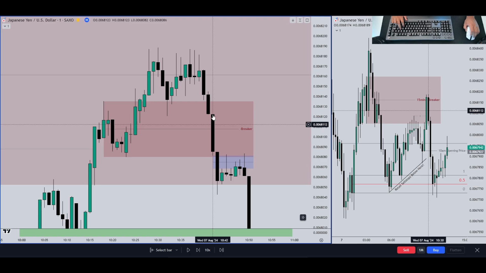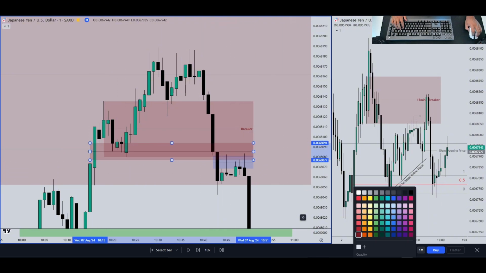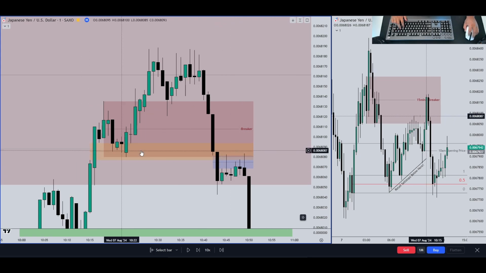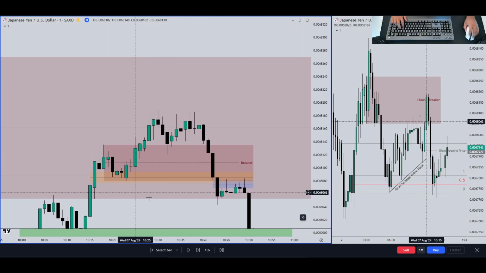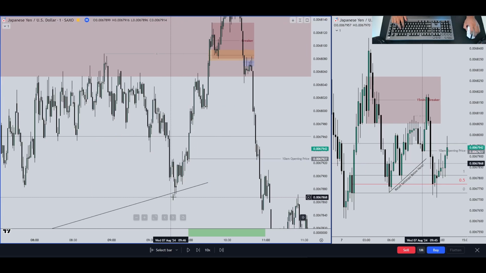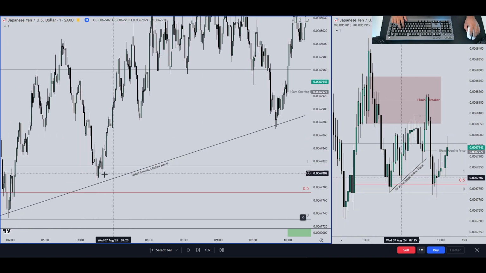I always say that after a large move, price has multiple PD arrays. We have two, but there's actually one more that you may not have seen, which is this inverted fair value gap. So you have multiple PD arrays working in your favor, a breaker, a fair value gap, and an inverted fair value gap, all working at the same time in combination with the larger time frame PD array, which is the 15-minute breaker.